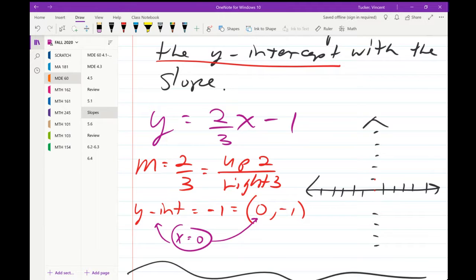We got to take off my eraser. All right, here we go. So that's what we have here, 0, negative 1. We don't go anywhere for x, but we move down 1. Then from your y-intercept, we go up 2 and then right 3. And that's your line. Questions, any questions?